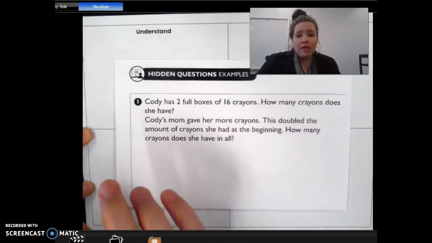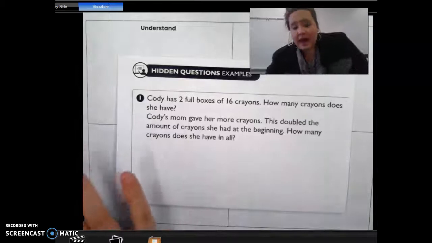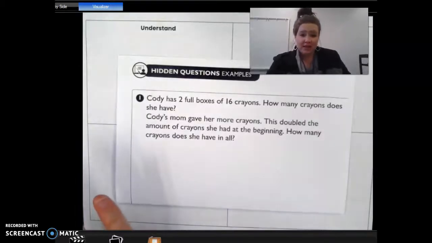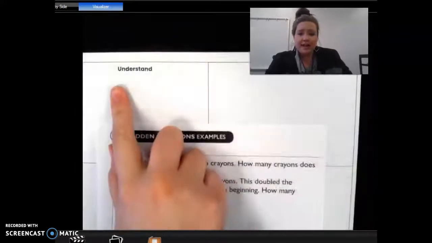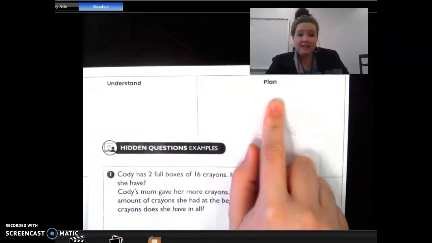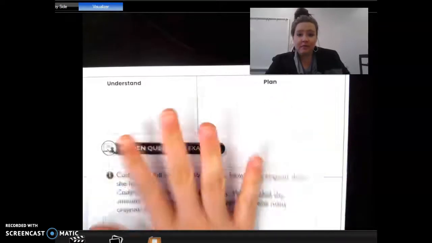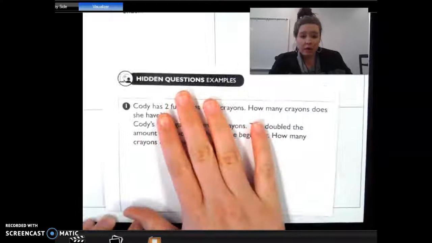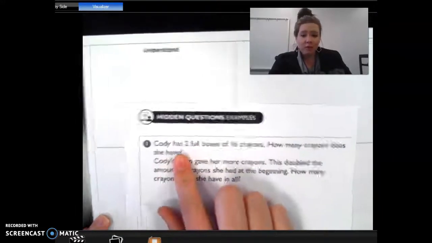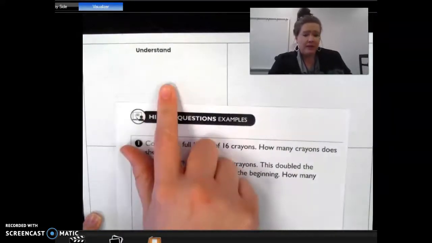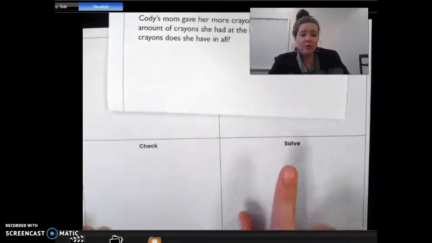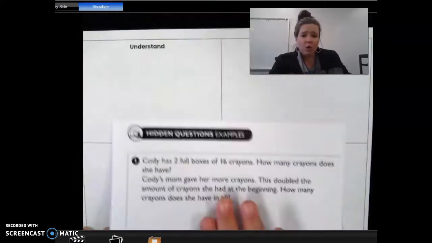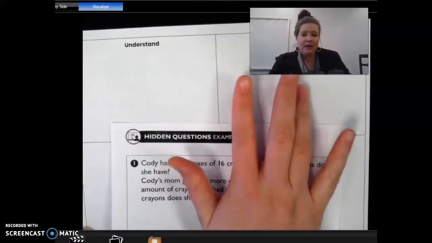So this is how this is going to work, okay? Today, we're going to find the hidden question for a couple of word problems, and then we're going to do our understand and our plan process of this word problem, okay? Tomorrow, we're going to work with the same word problem. So for example, this is the word problem I'm working with right now. It's going to be understand and plan. And then tomorrow, Wednesday, we're going to do solve and check. So today, the only thing you're doing is understanding and planning it, okay?